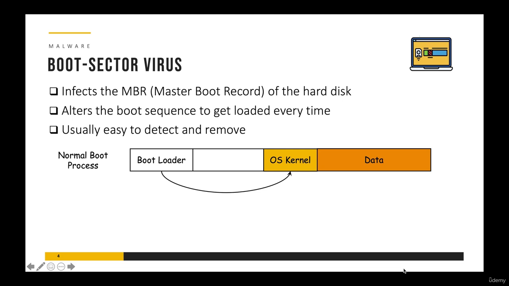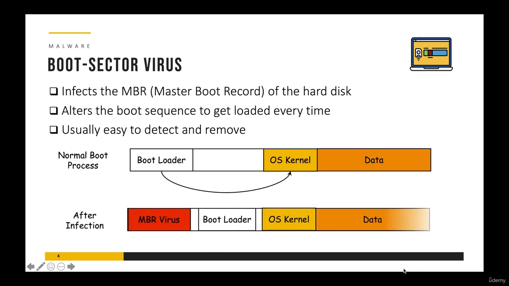in the memory. But if your system is infected, then it would be the virus which would load first, then it would load the bootloader, which would subsequently call the OS kernel. So basically, it changes the boot sequence in order to ensure that it is always loaded.